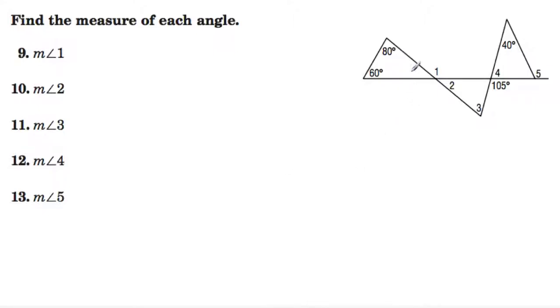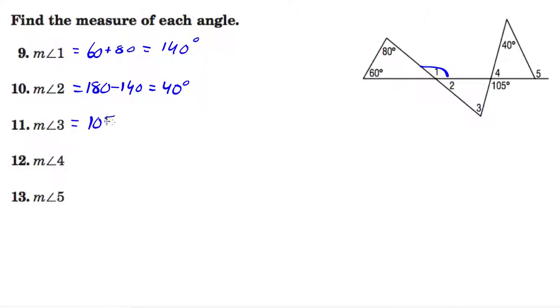We want to find the measure of each angle for these problems. So the measure of angle 1 is going to use the exterior angle theorem, because this is going to be 60 plus 80, which is 140 degrees. The measure of angle 2 is supplementary to that. So that is 180 minus 140, which is going to be 40 degrees. Now the measure of angle 3 is going to be 105 minus 40, because that's the same as the exterior angle theorem. So that's going to be 65 degrees.